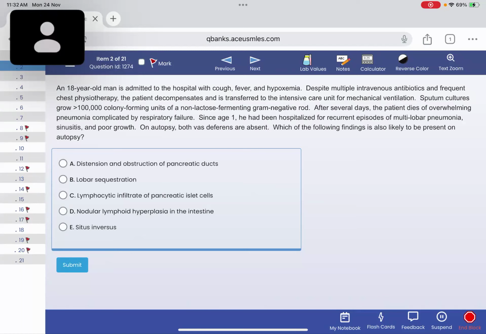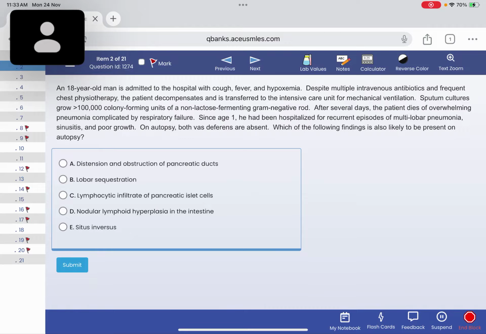Which of the following findings is also likely to be present on autopsy? An 18-year-old man is admitted to the hospital with cough, fever, and hypoxemia. Despite multiple IV antibiotics and frequent chest physiotherapy, the patient decompensates and is transferred to the ICU for mechanical ventilation. Sputum culture grows more than 100,000 colony forming units of a non-lactose fermenting gram-negative rod. After several days, the patient dies of overwhelming pneumonia complicated by respiratory failure.